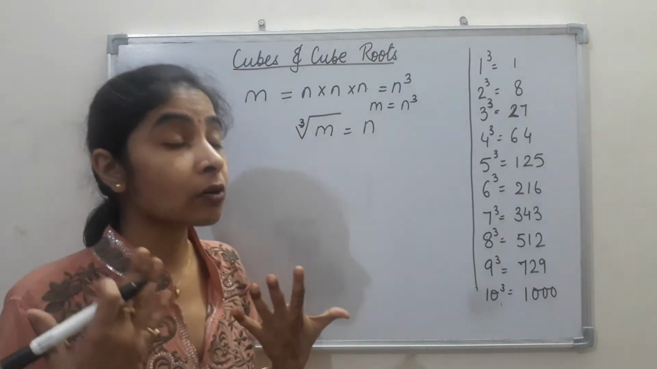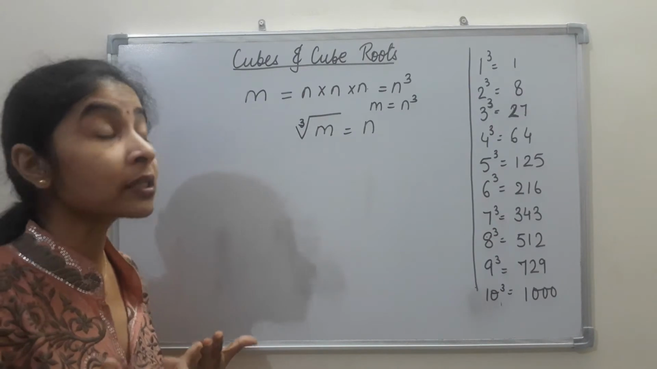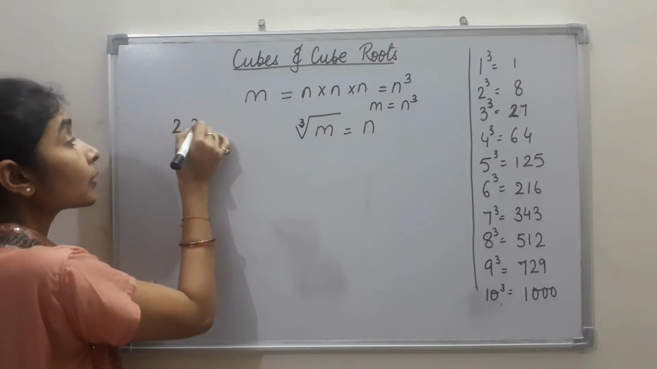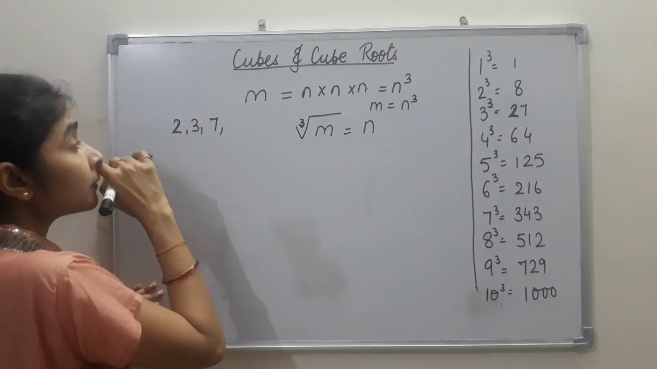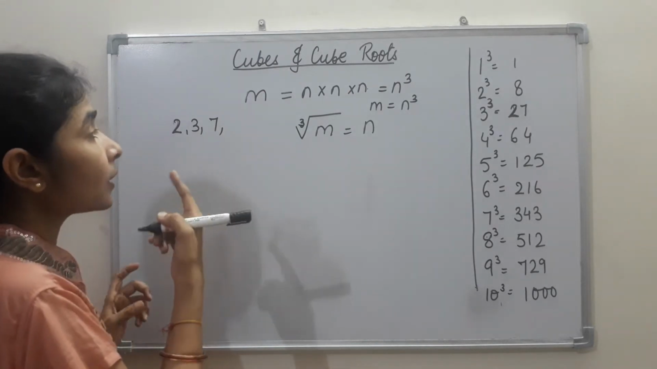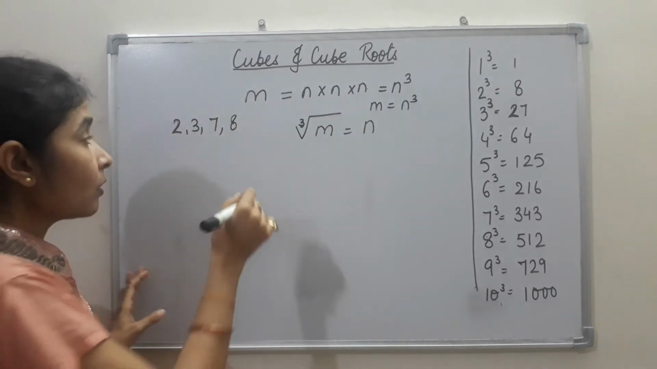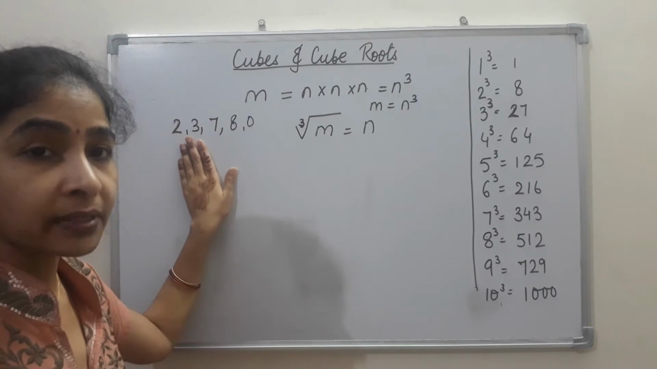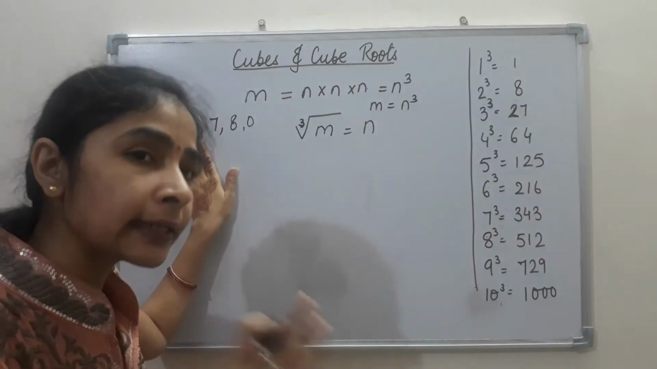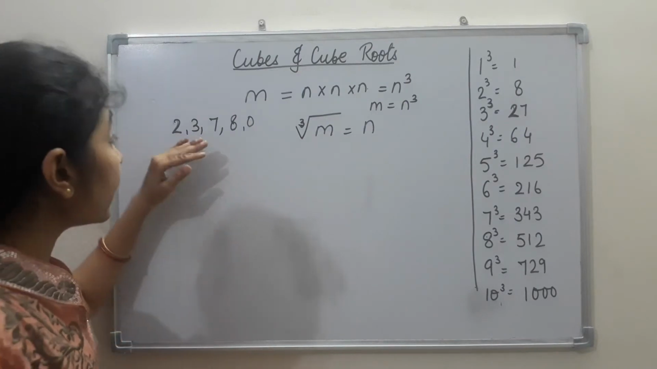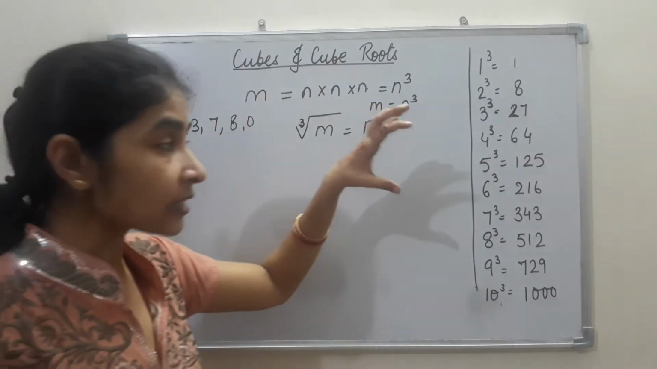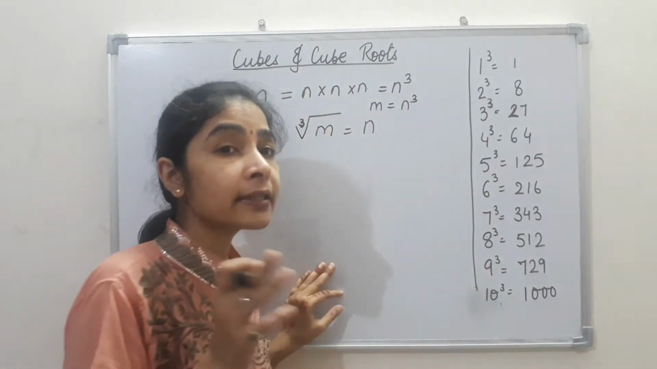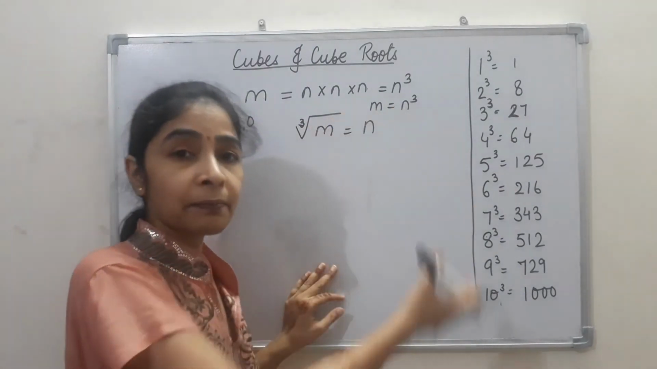From the squares of numbers we deduced that squares do not have 2, 3, 7, 8 and a single 0 at the units place. If any of these is at the units place of a number, then we can directly say that it is not a perfect square. But let us see whether there is anything such in cubes also. Let us see the cubes of the numbers up to 10, and whether any such thing applies here also.